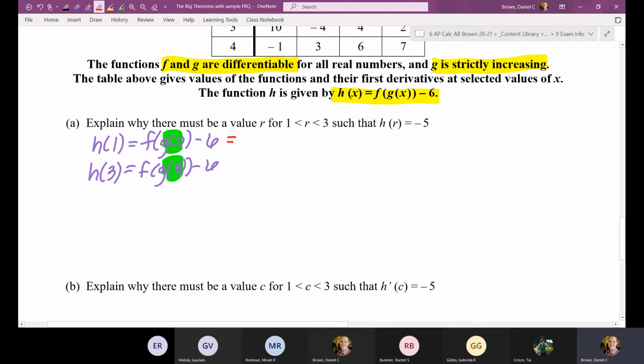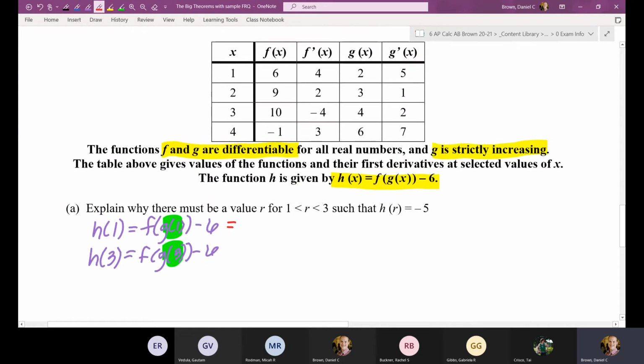That first one, if I'm doing h of 1, I need to find f of g of 1 first. Well, what is g of 1? g of 1 is 2, so that becomes f of 2 minus 6. What's f of 2? f of 2 is 9. 9 minus 6 is 3. So there's my starting y value. Now I want to find the ending y value. g of 3 is 4, so f of 4 minus 6. f of 4 is -1, minus 6, giving you -7.